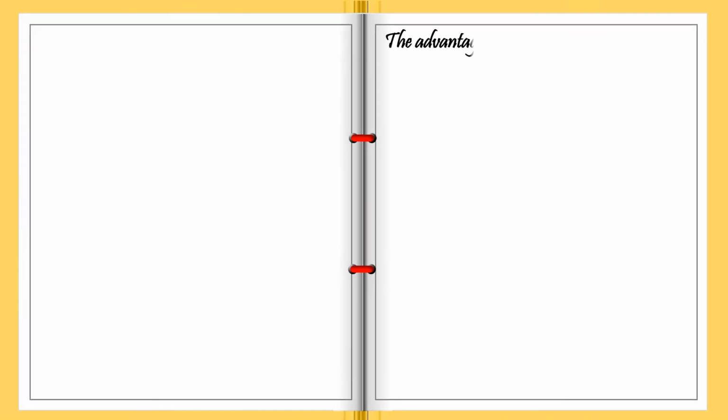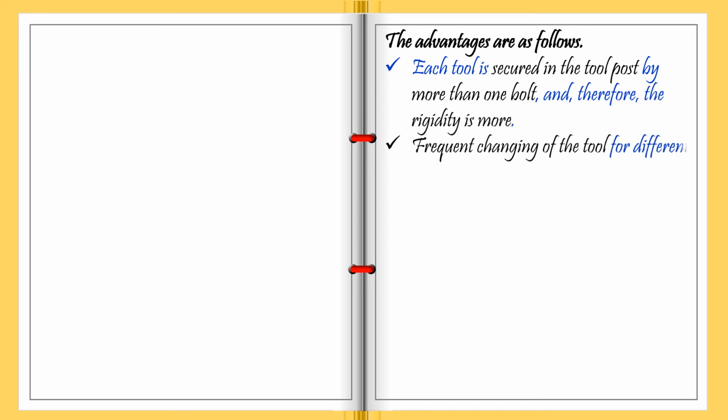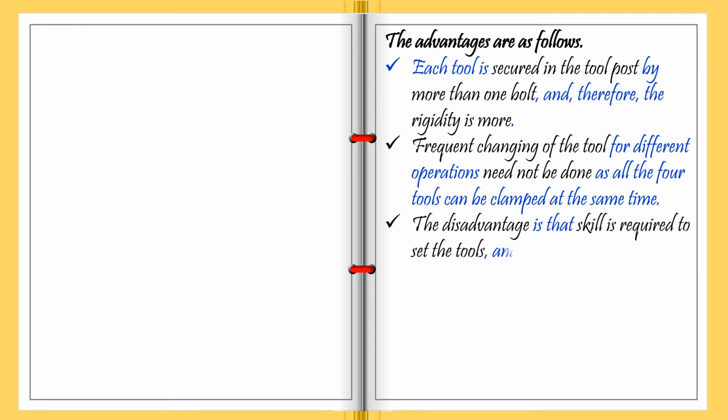Let's see the advantages. Each tool is secured in the tool post by more than one bolt, and therefore the rigidity is more. Frequent changing of the tool for different operations need not be done, as all four tools can be clamped at the same time. The disadvantage is that skill is required to set the tools, and it takes more time to set them to the center height.